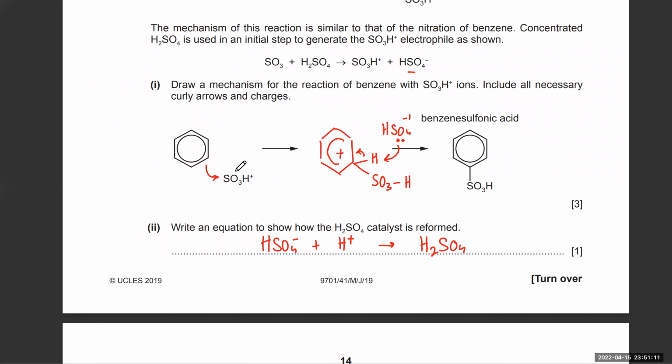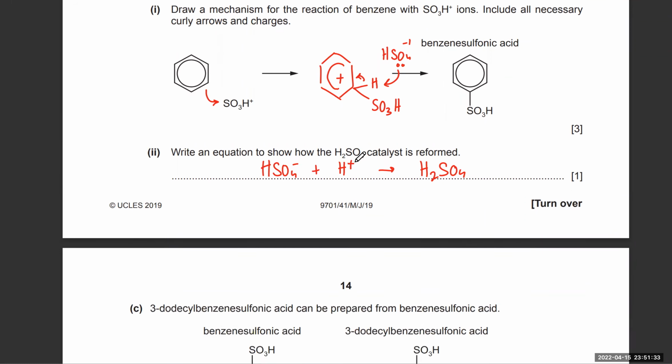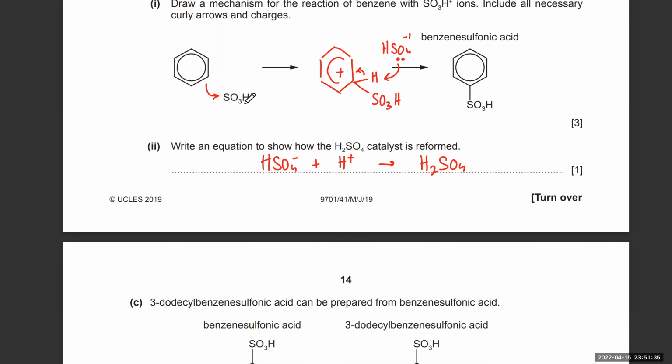It's NO2 plus one. In this case, they're using SO3H plus one. So it's the same thing. The SO3H plus one goes and binds with the benzene. And in the next step, HSO4-1 over here is going to remove the H. So it's the exact same nitration mechanism except for SO3H.